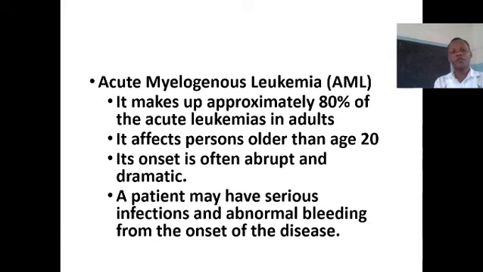In acute myelogenous leukemia, this type makes up approximately 80% of the acute leukemias in adults. It affects a person older than age 20. Its onset is often abrupt and dramatic. The patient might have a serious infection, abnormal bleeding, because the clotting factors have been interfered with, kinga ya mwili imeshuka, kwa hiyo anapata infection kwa rahisi zaidi.